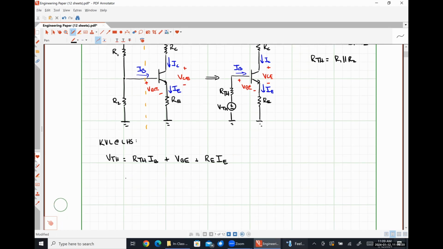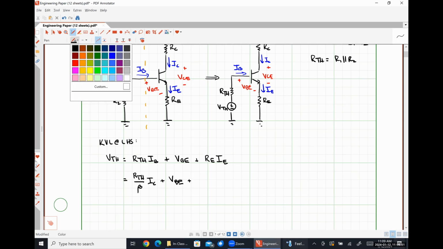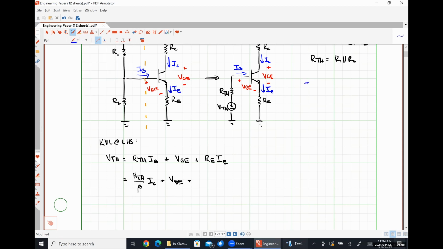Our base current is just IC over beta. So that's going to look like RTH divided by beta times IC plus VBE. And then our emitter current should be beta plus 1 over beta times our collector current, if memory is serving me correctly. Just as a quick aside, we have IC, our base current is IC over beta, and our emitter current is IC plus IB. So that's going to be 1 plus 1 over beta, which is the same thing as beta plus 1 over beta times IC.